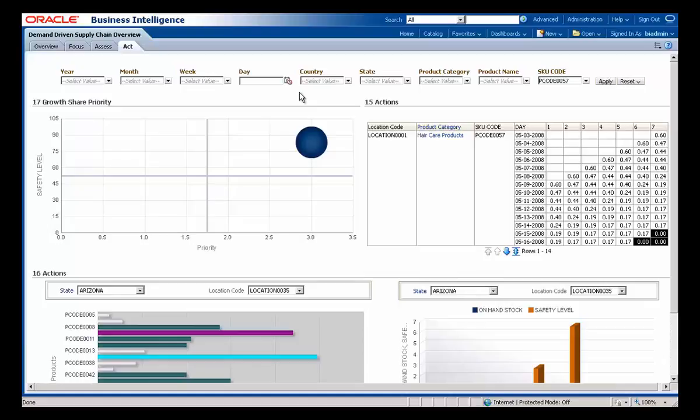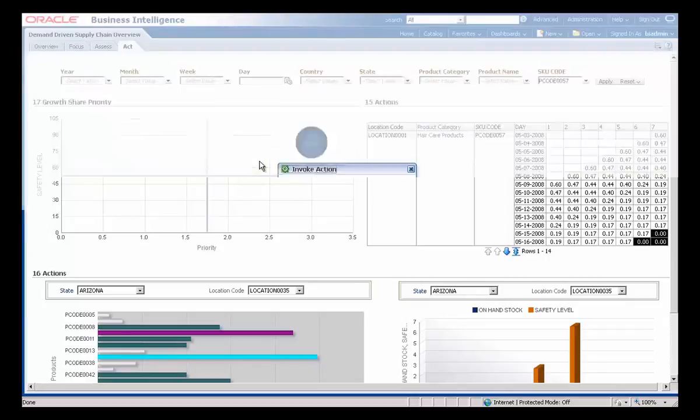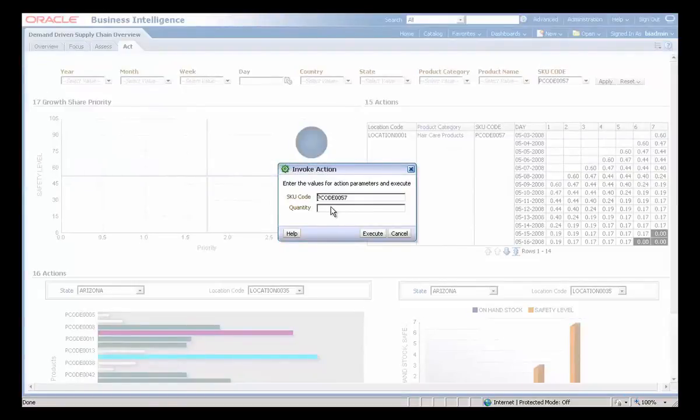Taking an action is possible right away from the same analysis, though we will actually take an action in our next analysis, but for the purpose of demonstration we will display it here. For example, from this particular analysis we will order fresh stock for this particular product line. As you can see, the dialog box for the action link opens up, in which the SKU code comes pre-filled in. We just need to type in the quantity and click on the execute button.